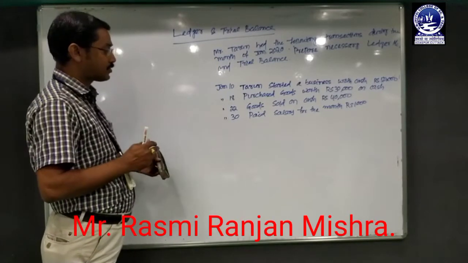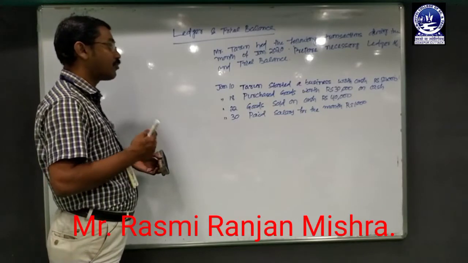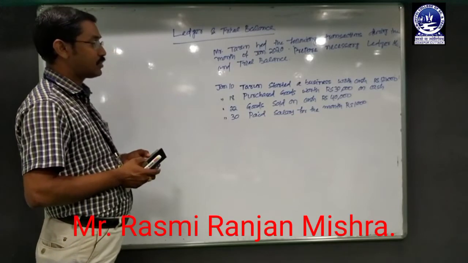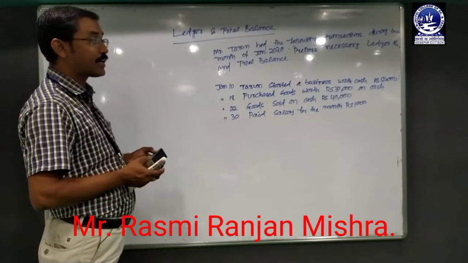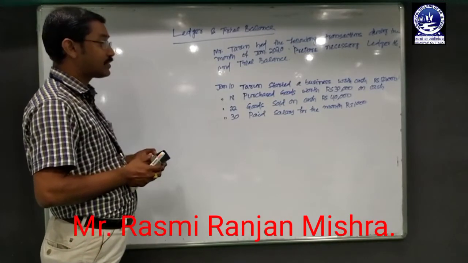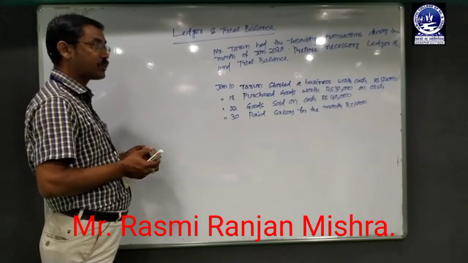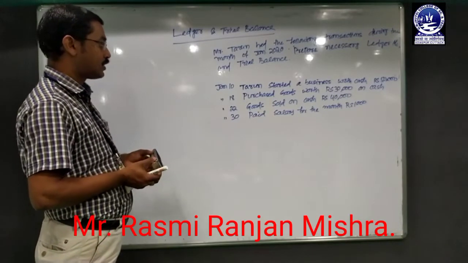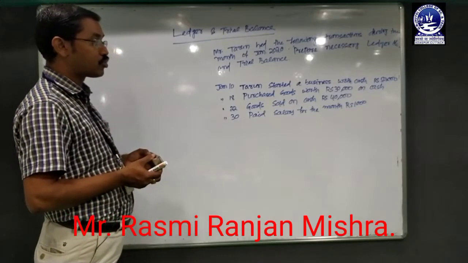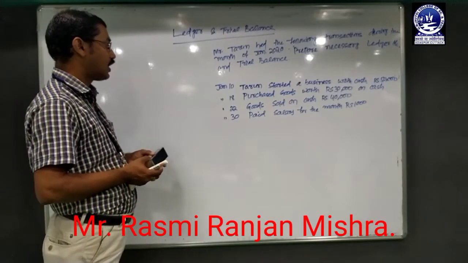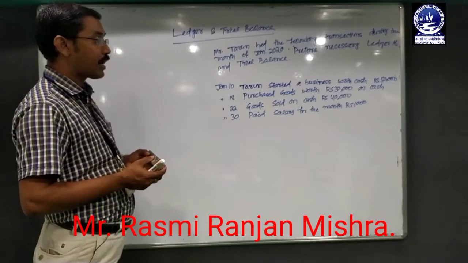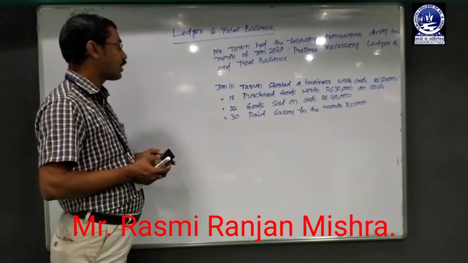There are 4 transactions made on different dates in the month of January in the year 2020. The first transaction was made on January 10th: Tarun started a business with cash rupees 50,000. The second transaction was made on 18th January: purchased goods worth rupees 30,000 on cash. Then the third transaction was made on 22 January: goods sold on cash rupees 40,000. And the last, fourth transaction was made on January 30: paid salary for the month rupees 1,000.